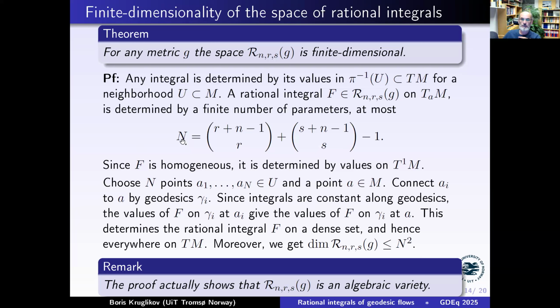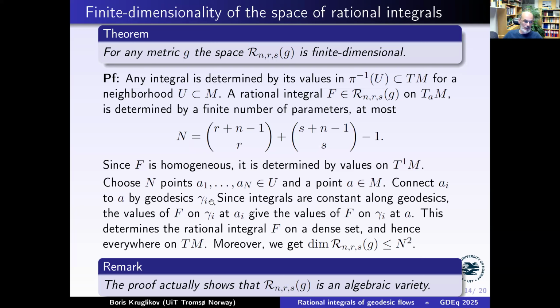Okay, so f is homogeneous, so I don't need to work on the entire tangent bundle, but I can work on the spherization, or unit tangent bundle. Let me take n different points in general position, and the number of points will be this n. In addition, I have this point A where I would like to determine my integral. So how am I going to determine this? I connect each point to the point A by geodesics.